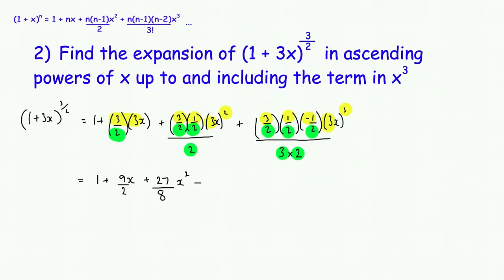So what can cancel first? I can cancel 1, 3 there on the top with a 3 there on the bottom. And again, that's the only thing that can cancel. So the top of my fraction is going to be 3 cubed, which is 27. The bottom of my fraction is going to be 2 times 2 times 2 times 2, which is 16. And that's going to be x cubed. So that's the expansion up to and including the x cubed term for 1 plus 3x to the power of 3 over 2.